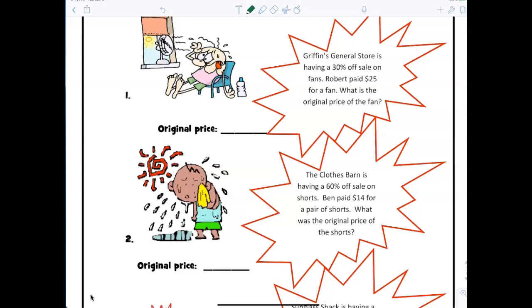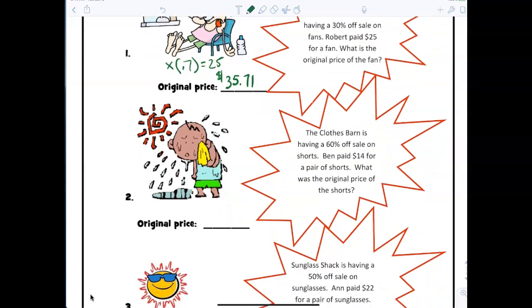So you do X times 0.3. X times point what? Oh, 0.7. Thank you. And then equals $25. Good. And then the original price would be $35.71. Anybody else get that? $35.71. Everybody happy? All right, Alden. You're up, bud. Read me the next one.